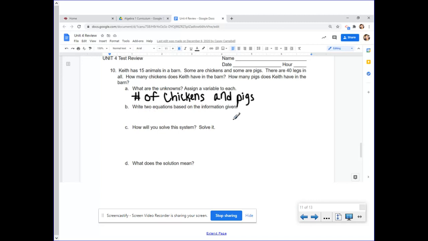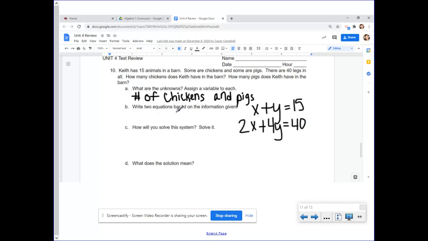Two equations. The first equation will be x plus y equals 15. We know we have chickens. We know we have pigs. We have no idea how many, so we just represent each of them with a different letter. The second equation, we're talking about legs. I know a chicken has 2 legs after doing some research. I know that pigs have 4 legs, and there are 40 legs total.